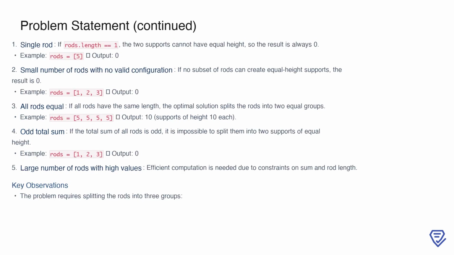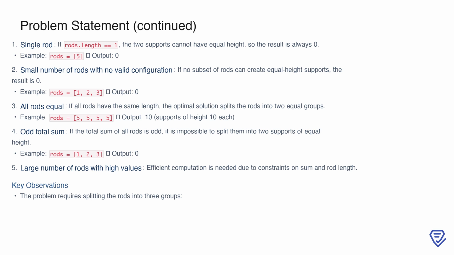There are a few key edge cases to keep in mind. First, if there is only one rod, it's impossible to create two equal supports, so the result will always be 0. For example, with rods equals 5, the output is 0. Next, if the number of rods is small and no valid configuration exists, the result is again 0, such as with rods equals 1, 2, 3.